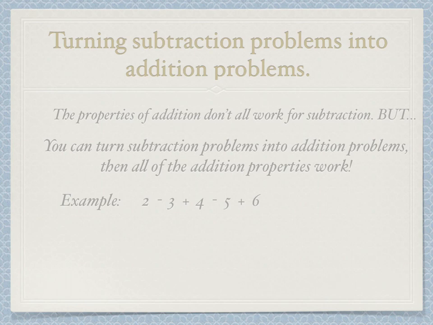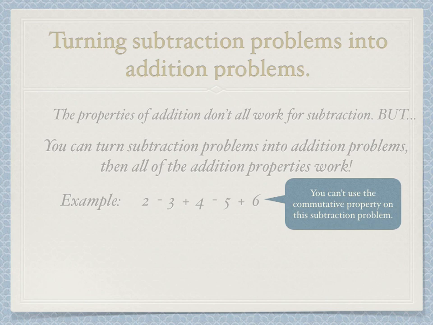Here's an example. 2 minus 3 plus 4 minus 5 plus 6. This is a fairly simple arithmetic problem, and you could go ahead through and do this problem in order, sort of working left to right. But an easier thing perhaps to do is, because I can't use the commutative property on the subtraction problem, I can't change the order of any of this around. I have to do it in order from left to right. But here's what I can do. I can rewrite it as an addition problem. 2 plus negative 3 plus 4 plus negative 5 plus 6.